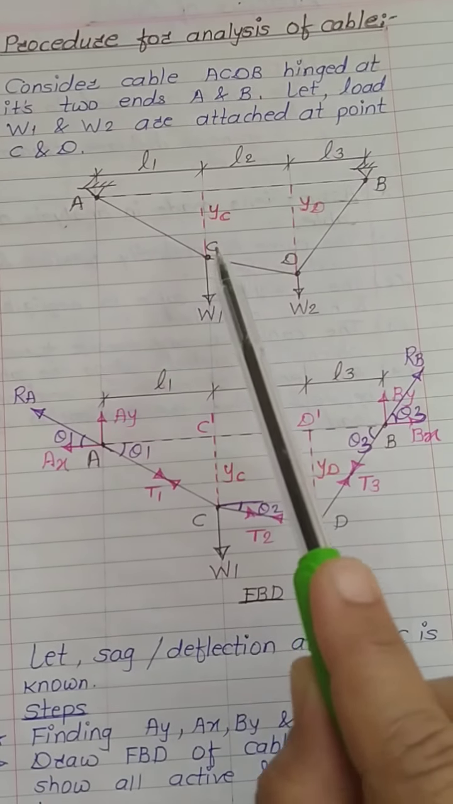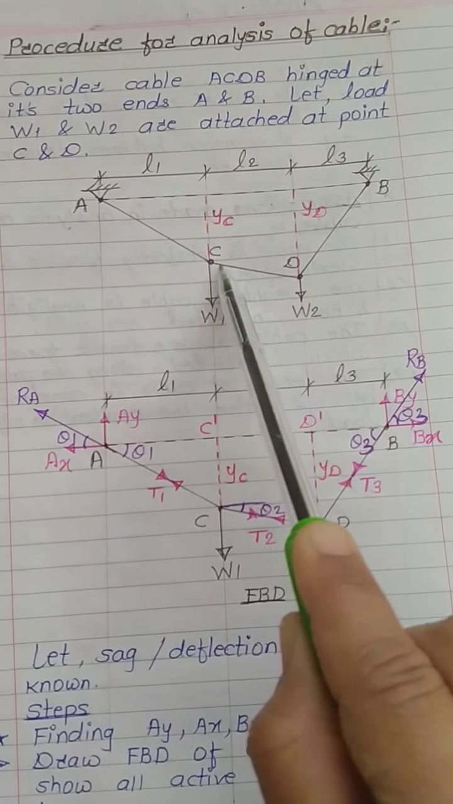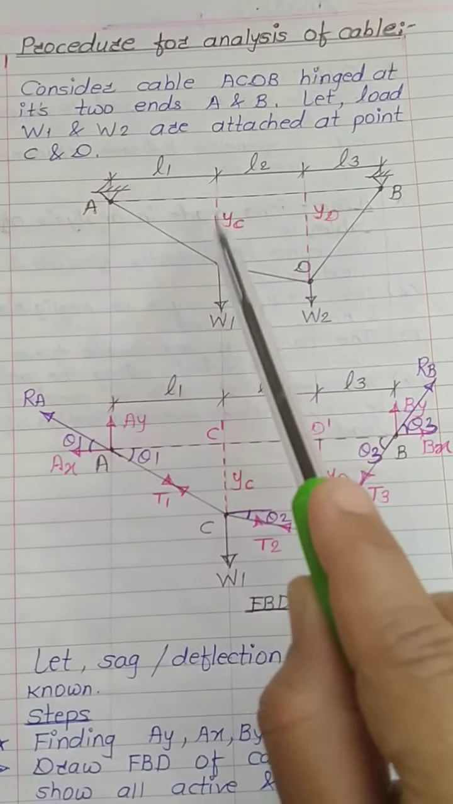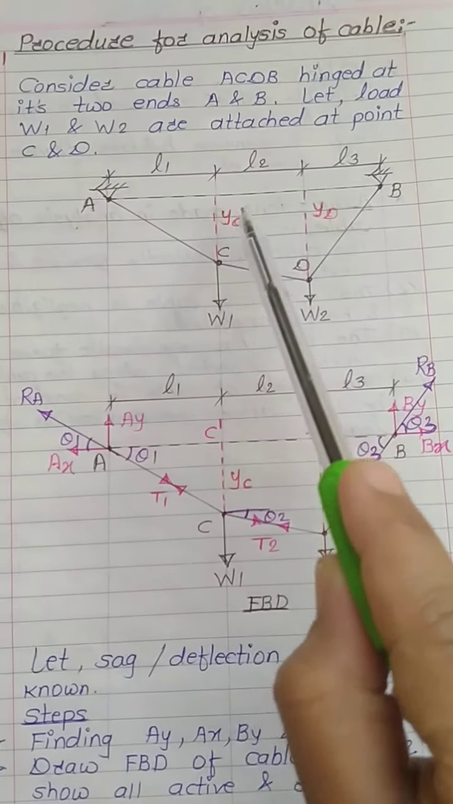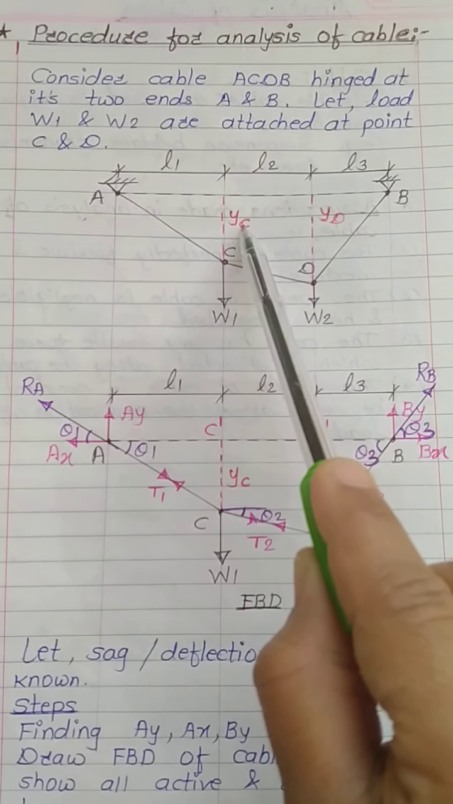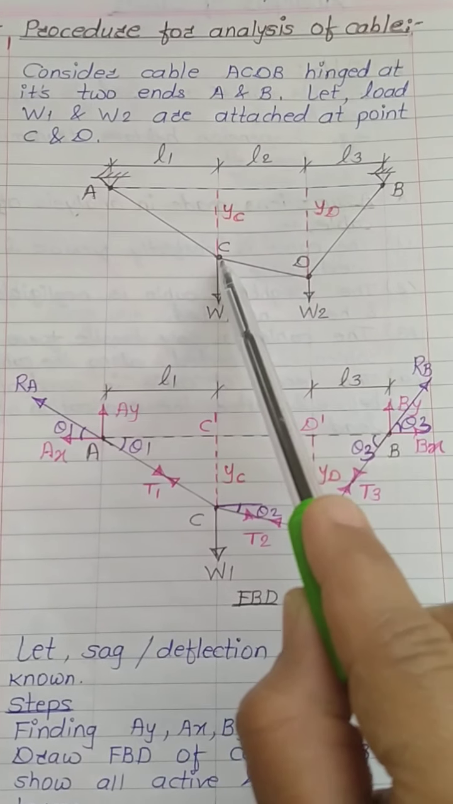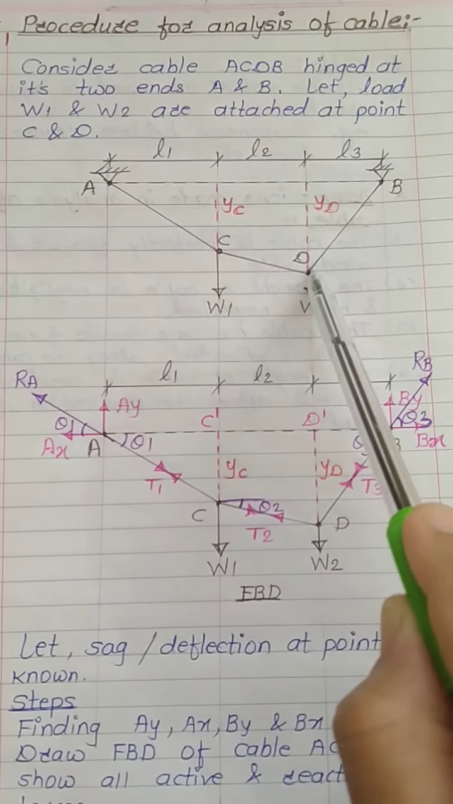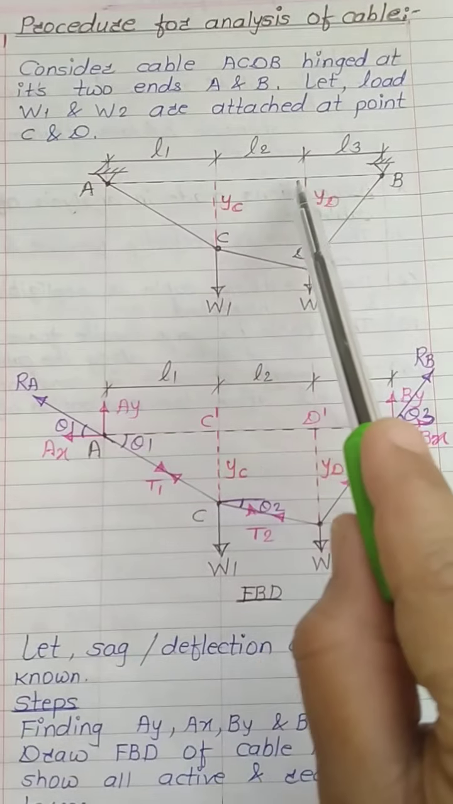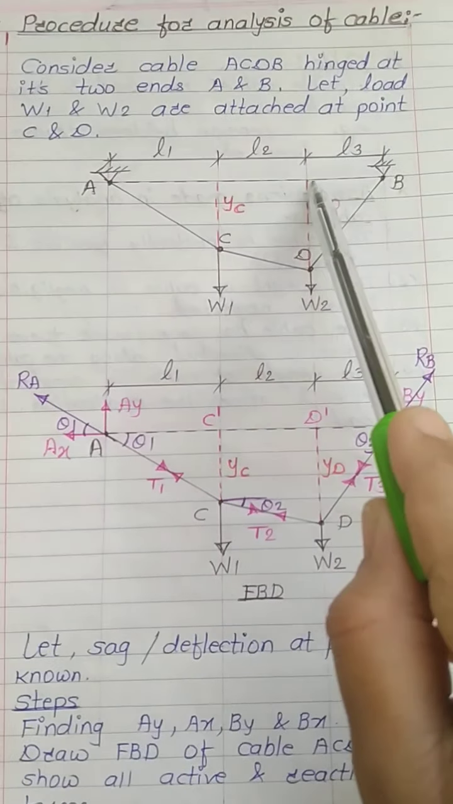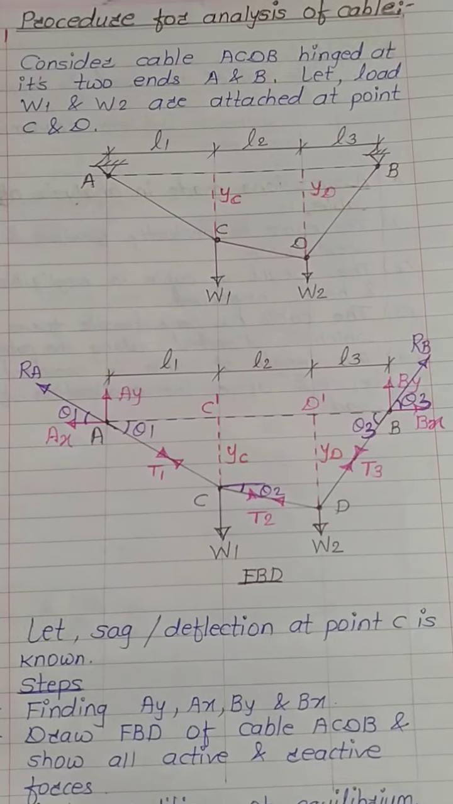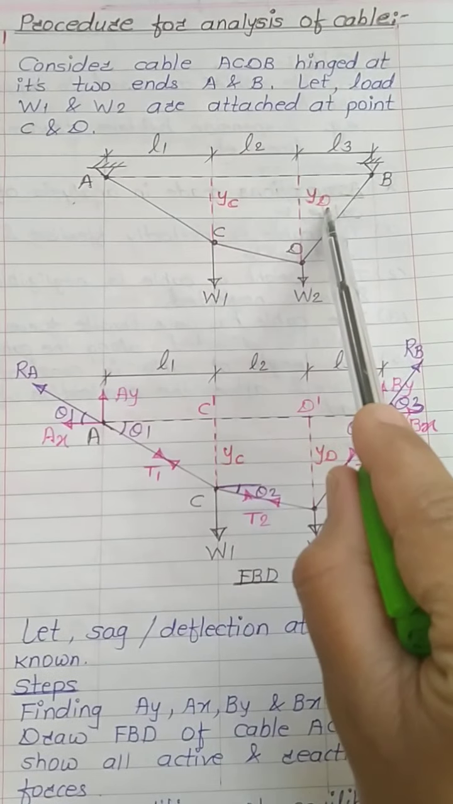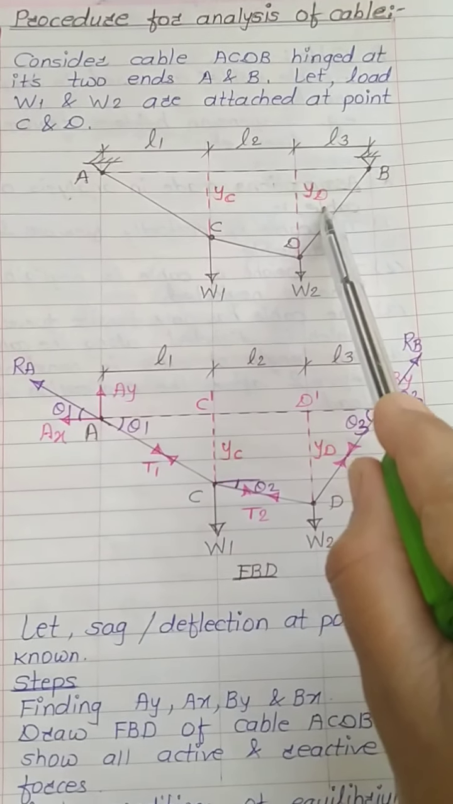Let W1 be the load applied at point C, and due to this load, point C has shifted vertically downward from the line AB by a distance YC. This YC distance is known as the sag or deflection at point C. Let after the application of load W2 at point D, point D has shifted vertically downward from line AB by a distance YD. Here I have considered that the sag at point C is known to us and we have to determine the sag at point D, which is YD.